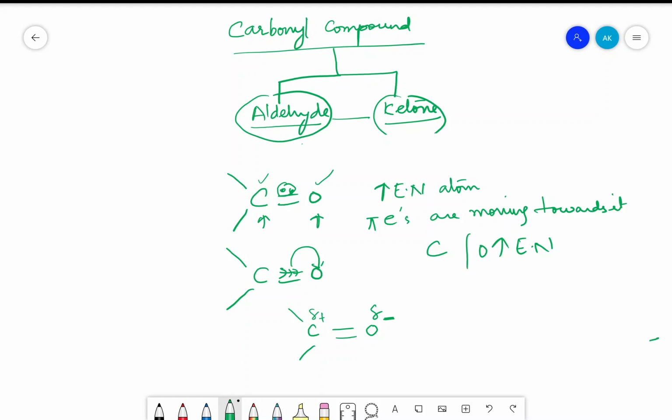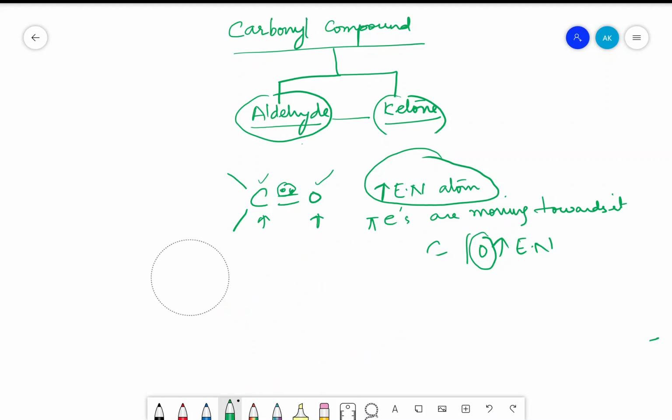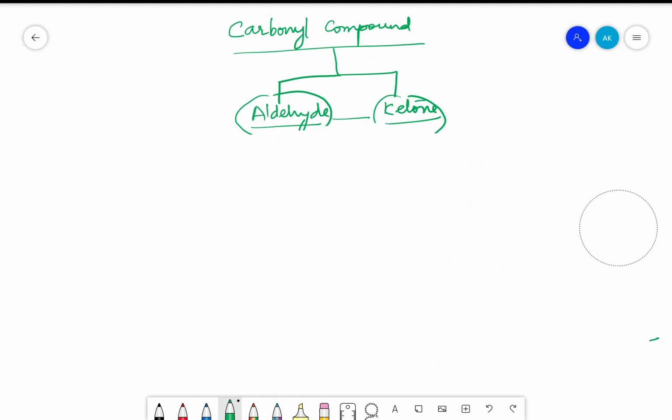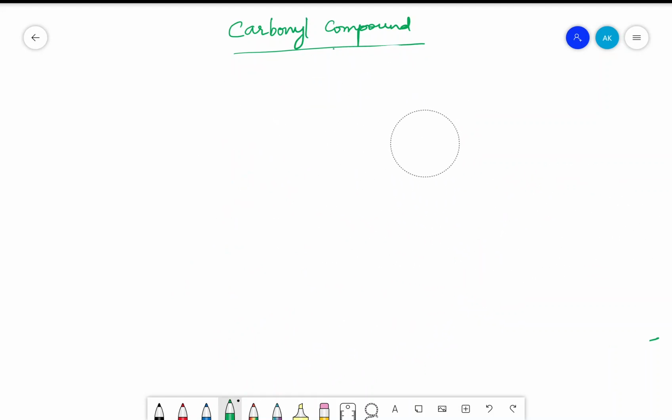This is all due to the difference in electronegativity. Oxygen is more electronegative. It will pull electrons towards it and get more negative charge. And carbon will lose, and that is why it will get a partially positive charge. This is what you have to remember for the introduction topic. With respect to method of preparation, it is very simple.